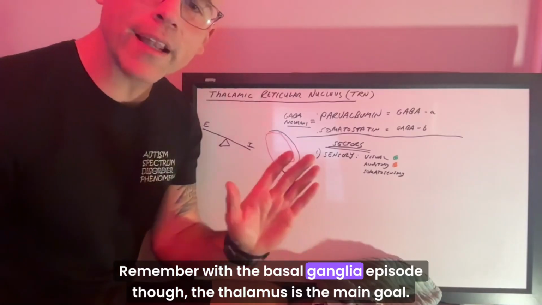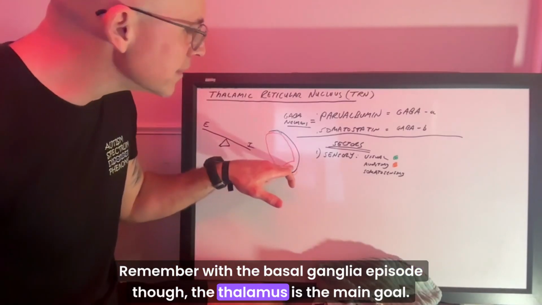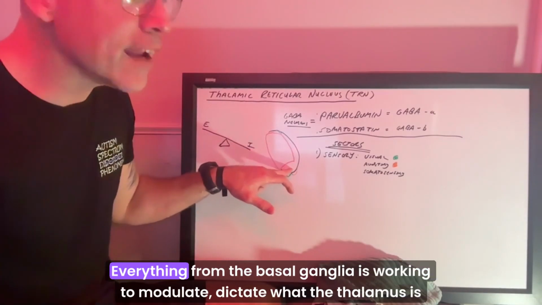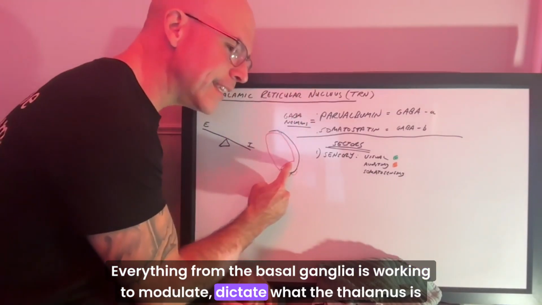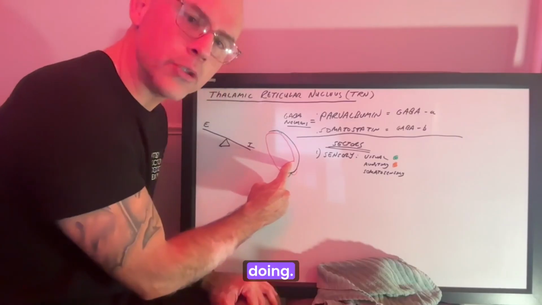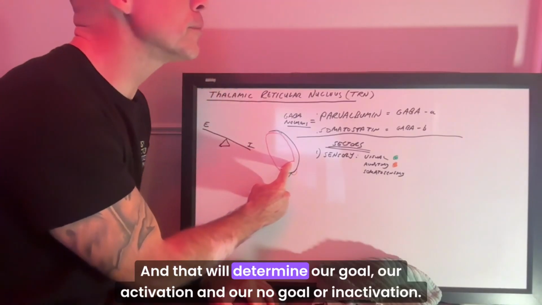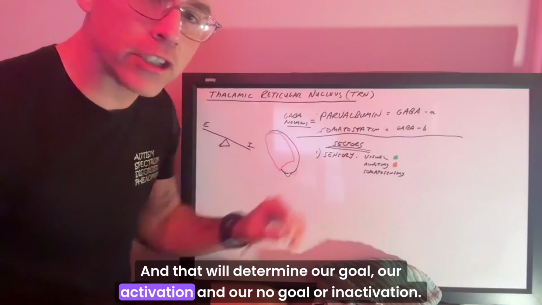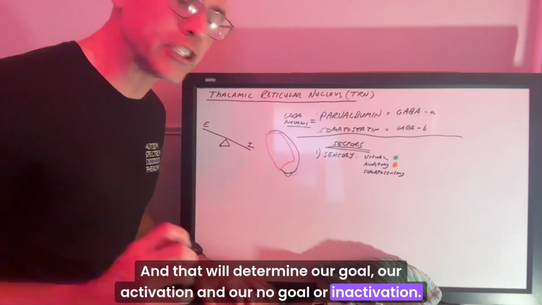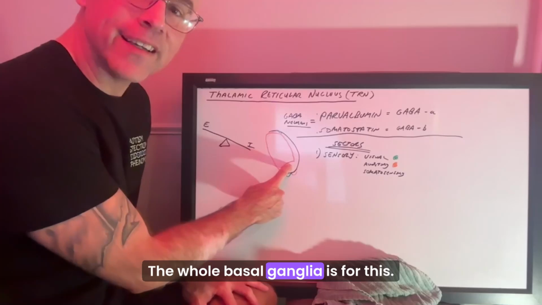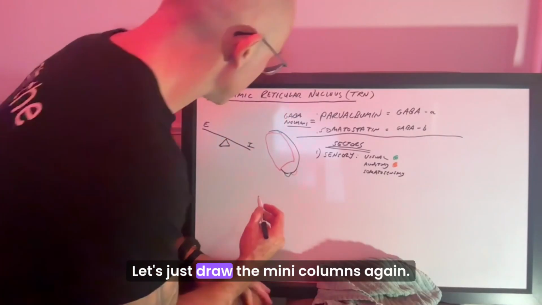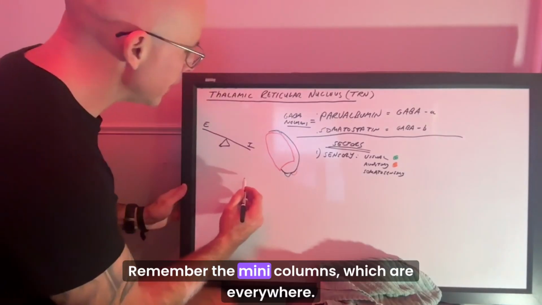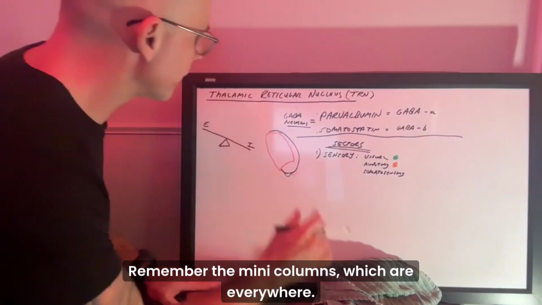Remember with the basal ganglia episode though, the thalamus is the main goal. Everything from the basal ganglia is working to modulate, dictate what the thalamus is doing. And that will determine our go, our activation, and our no-go, or inactivation. The whole basal ganglia is for this. And then remember the mini columns. Let's just draw out the mini columns again. Remember the mini columns, which are everywhere.